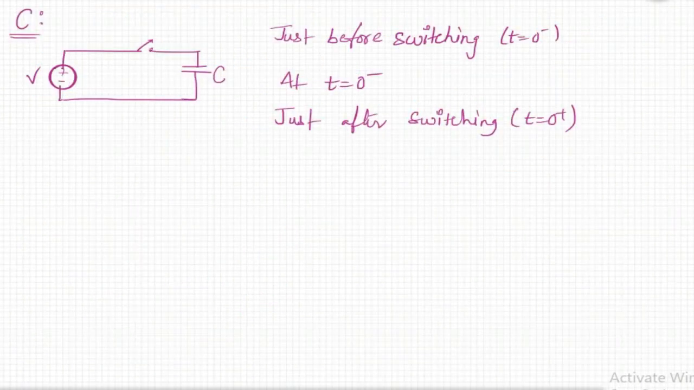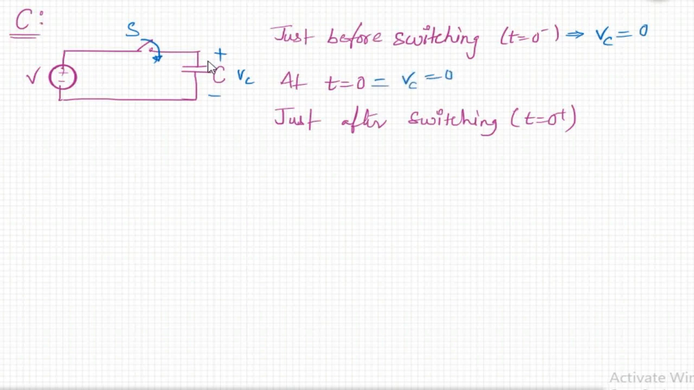Here we have a capacitor connected to a voltage source. Now we are going to see the voltage across the capacitor for different conditions. Here we have a switch. Just before switching on, the voltage across the capacitor, VC, is 0 because it is not connected to the source. Now I am going to turn on the switch. At t equal to 0, just turning on the switch, what is the voltage here? The voltage is still 0.